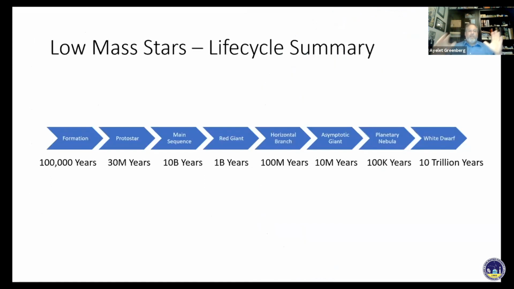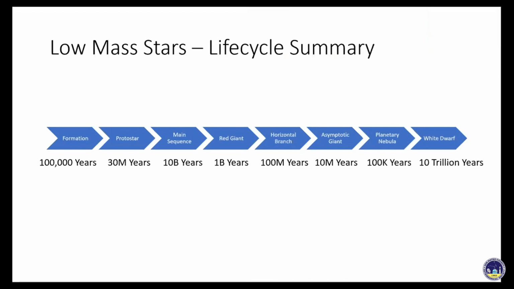So if we were to summarize the life cycle of a low mass star, let's say a star like our sun, you start out with maybe 100,000 years to form the protostar, and then about 30 million years as a protostar that is still not in thermal equilibrium. Once nuclear fusion is ignited, this star will be on the main sequence for about 10 billion years. Then about 1 billion years as a red giant, 100 million years as a horizontal branch, 10 million years as an asymptotic giant, then about 100,000 years to become a planetary nebula, and then finally a white dwarf that can take as long as 10 trillion years to cool off.